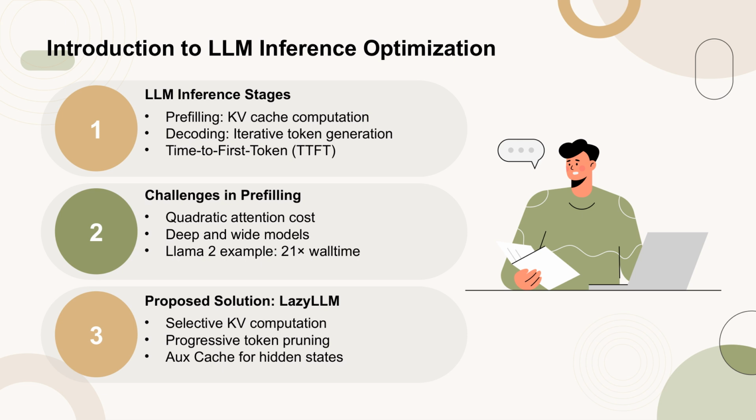To address this, the authors propose LazyLLM, a technique that selectively computes the KV for important tokens and defers the computation of less relevant tokens. This method uses an additional caching mechanism, AUX cache, to efficiently revive pruned tokens, ensuring that the worst runtime of LazyLLM is never slower than the baseline.